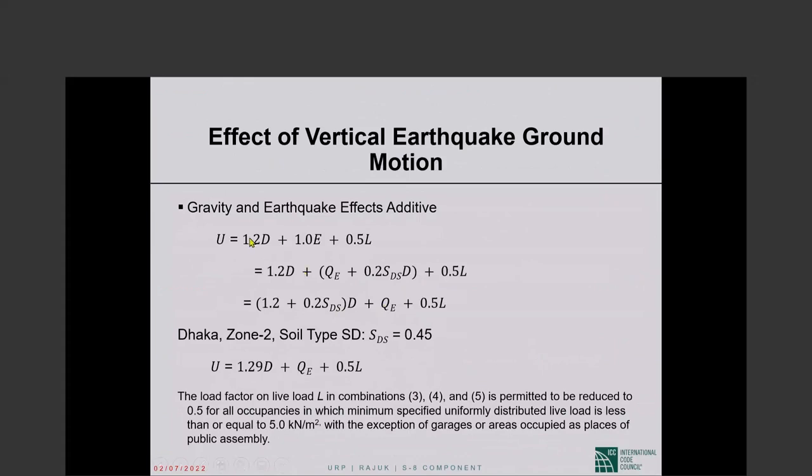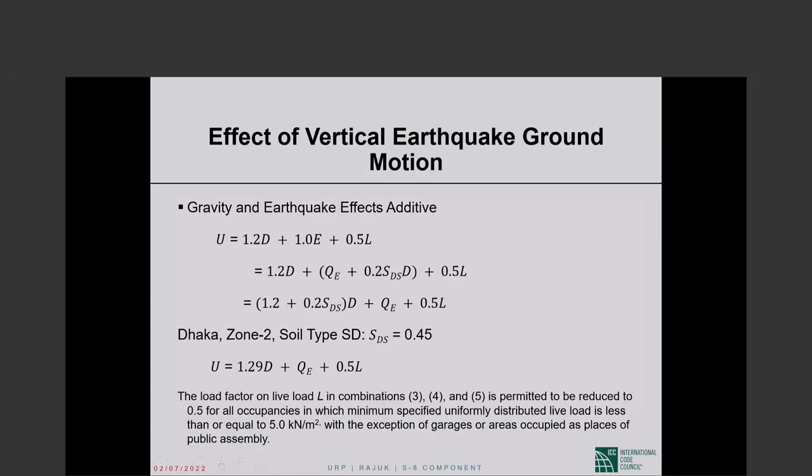So in the additive load combination, when we write E is equal to Q sub E plus 0.2 S sub ds times D, and we collect terms, what we have done is we have increased the dead load factor from 1.2 to 1.2 plus 0.2 S sub ds. So if S sub ds is equal to 1, we have made the dead load factor 1.4 by considering vertically downward earthquake forces.